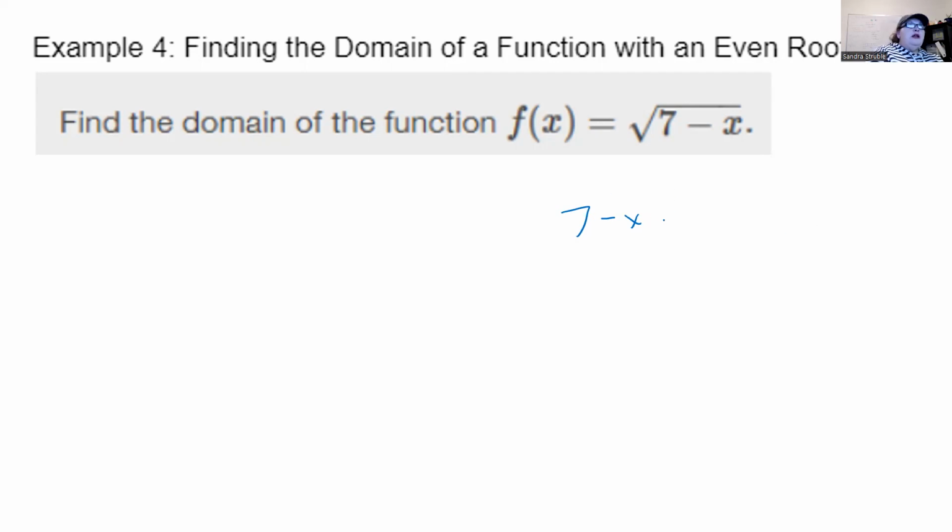So what's underneath that radical has to be greater than or equal to 0 in order to be positive, or 0. You can take the square root of 0, it's just 0. So I'm just going to solve for x here. I'm going to add x to both sides.